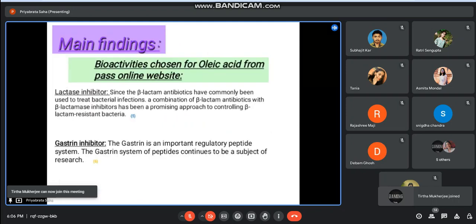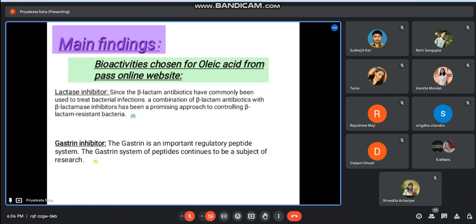This is the main finding. Bioactivities chosen for oleic acid from PASS Online website. First, a lactase inhibitor. Since the beta-lactam antibiotic have commonly been used to treat bacterial infection, a combination of beta-lactam antibiotic with beta-lactam inhibitor has been a promising approach to controlling beta-lactam resistant bacteria. This means beta-lactam antibiotic and beta-lactam inhibitor combination control the beta-lactam resistant bacteria.